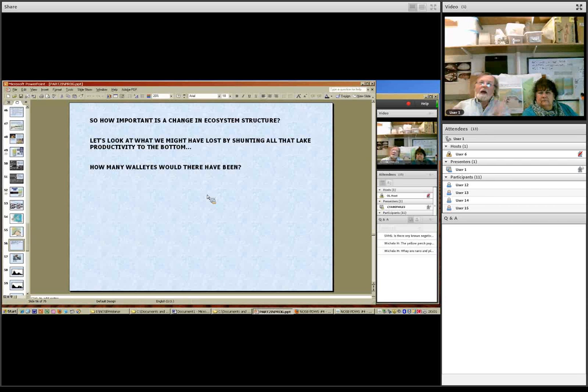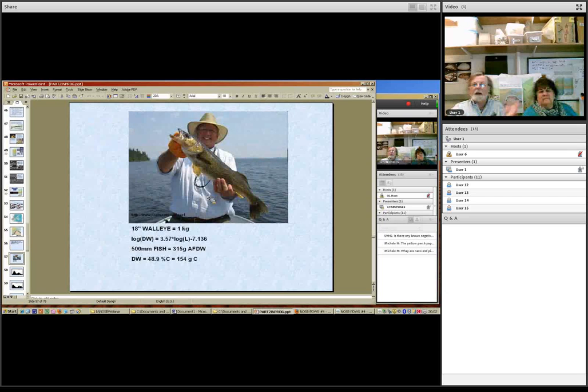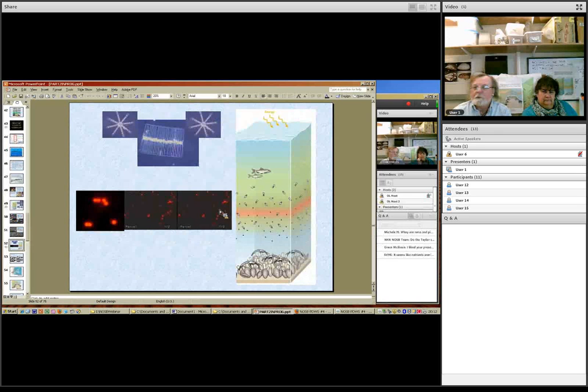Let's ask, how many walleyes would there have been if it wasn't for quagga mussels? So there's a walleye. That's a nice 18-inch walleye that weighs about a kilogram, 2.2 pounds. We know from studying walleyes by catching them and drying them out and grinding them up that the dry weight of a walleye is related to its length in a predictable manner, and that a 500 millimeter fish has about 350 grams of dry weight. And that dry weight is about 50% carbon. We measure it, and then we have 154 grams.